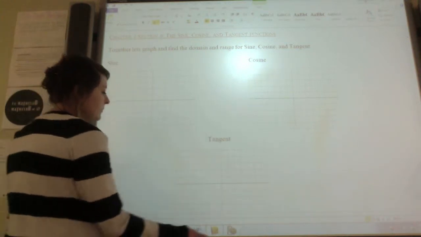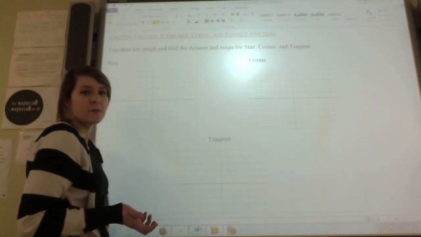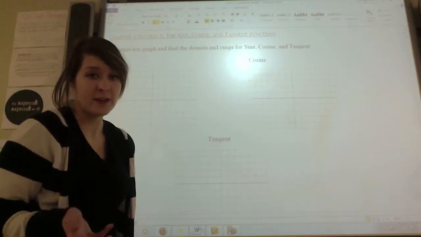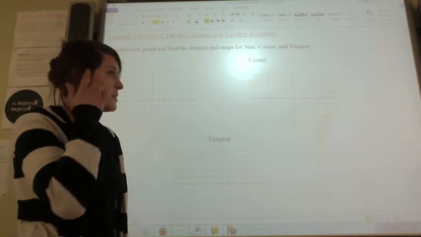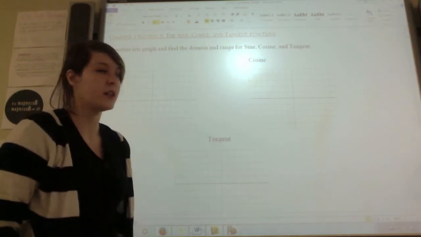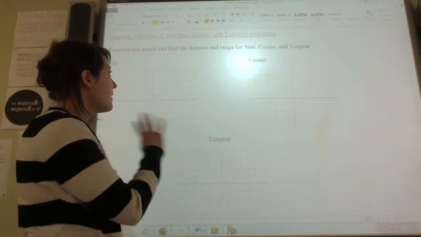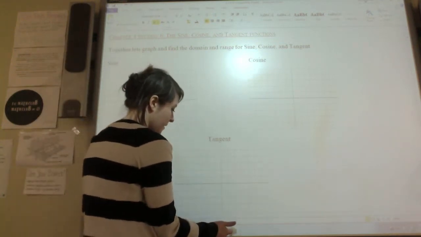So my sine function, well, what I'm going to do is I'm just going to show you how to find it on the calculator. That way you always have access to what they actually look like. And then I'm just going to sketch the graphs up here.